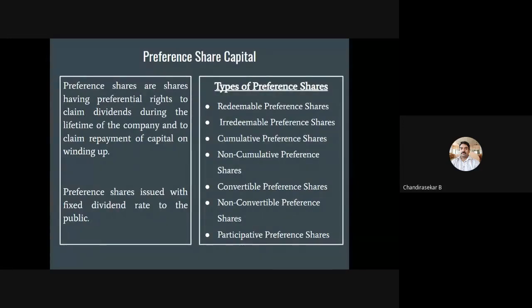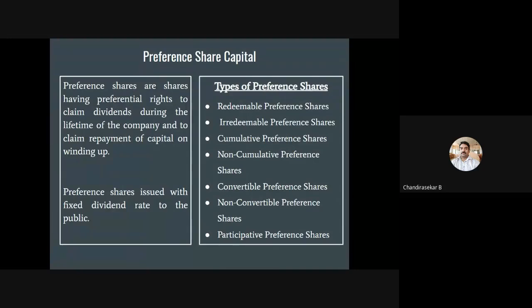So the cumulative nature means that where the last 2 years or few years' dividend is not paid by the company due to loss, that amount accumulates and the company has to distribute it to the preference shareholder when they are earning profit. That nature is called cumulative. Non-cumulative means they can get only the current year dividend. Preference shareholders don't have any right to get past year dividend if the company incurred a loss. Convertible preference share, after certain years, converts into some other nature like equity share or debentures, etc. And non-convertible is the opposite of that.